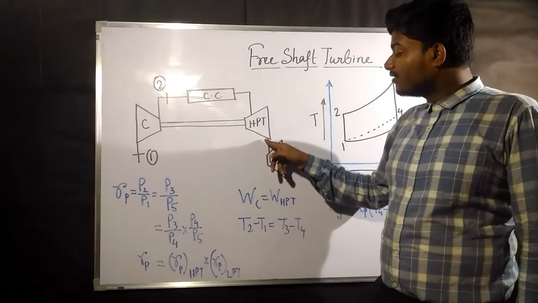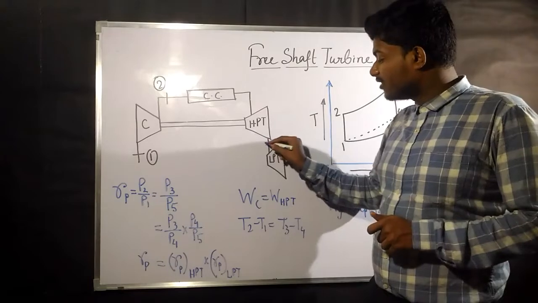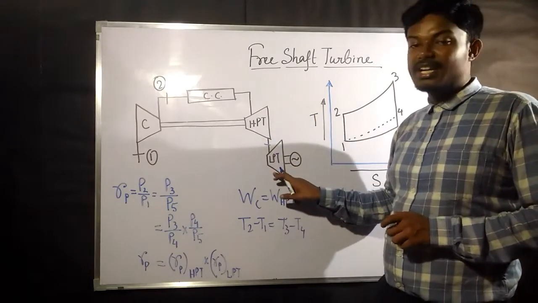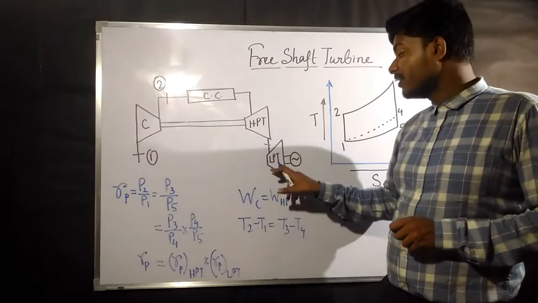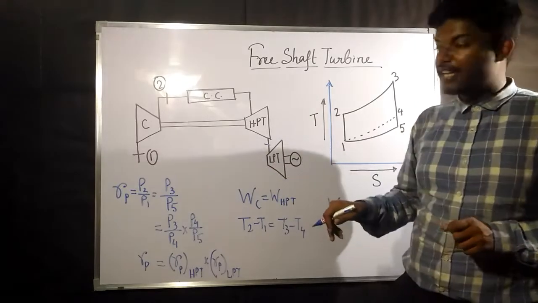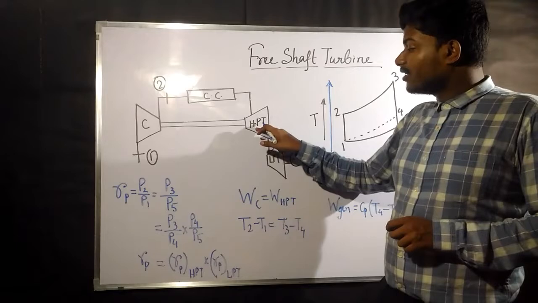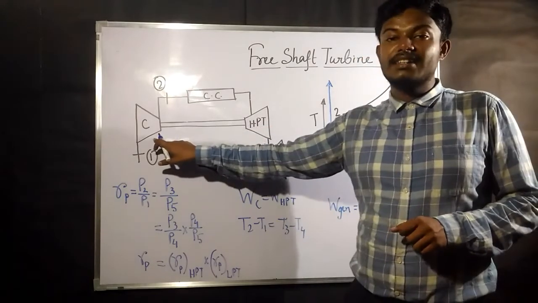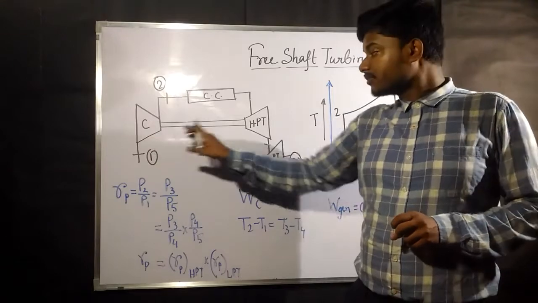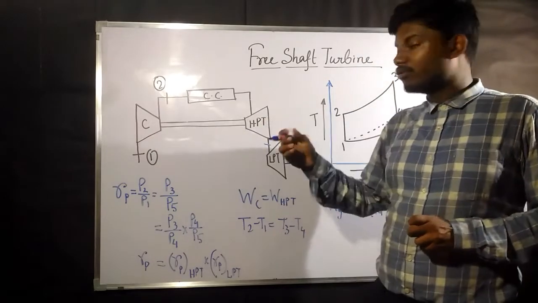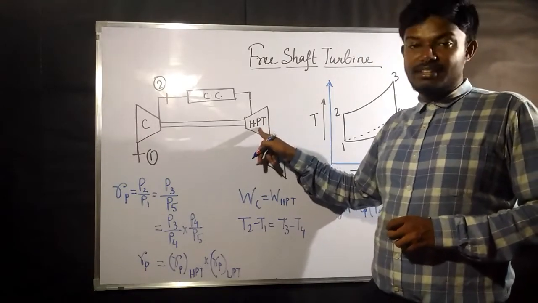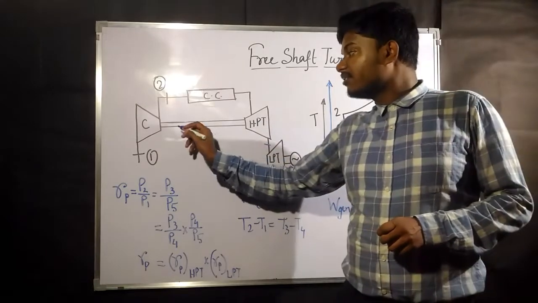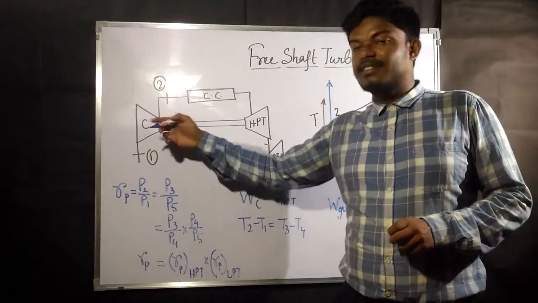Then the relatively low pressure air is again passed to the low pressure turbine, and from that turbine the work generation takes place. Whatever work is done by the high pressure turbine is used to run the compressor. That means the small amount of work received from this HPT, or high pressure turbine, is used to run the compressor.